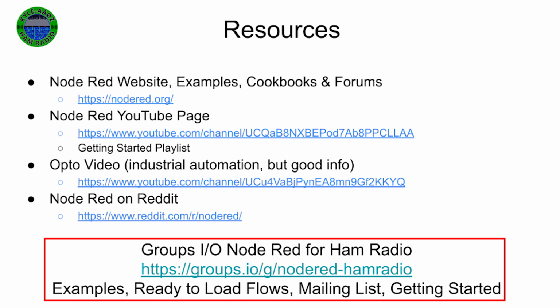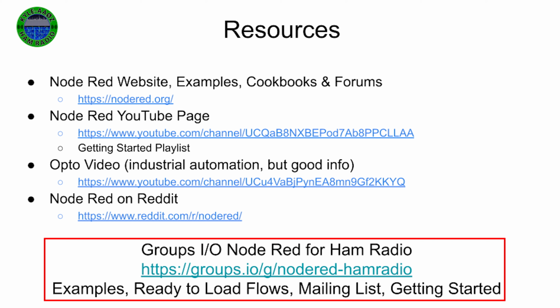And then there's Node-RED on Reddit. Kind of hang out there. Sometimes it gets a little political. And then this is the Holy Grail right here. This is where you want to hang out. The Groups.io Node-RED for ham radio. That's where it's got 1,800 people in it. This is where we're all hanging out and talking about Node-RED and ham radio.